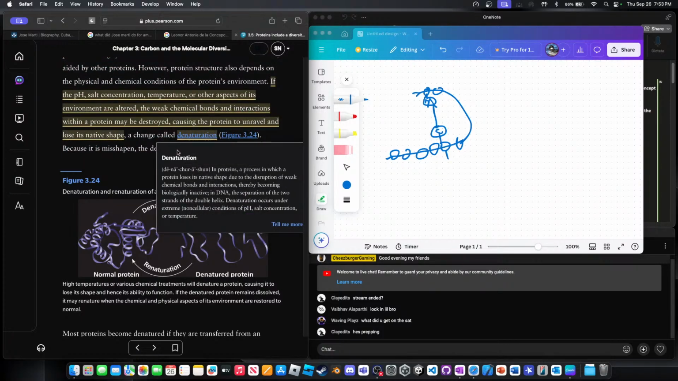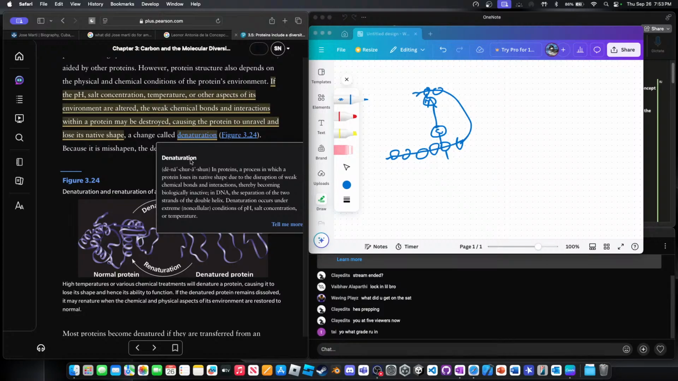Okay, in proteins, denaturation is a process in which a protein loses its native shape due to the disruption of weak chemical bonds and interactions.